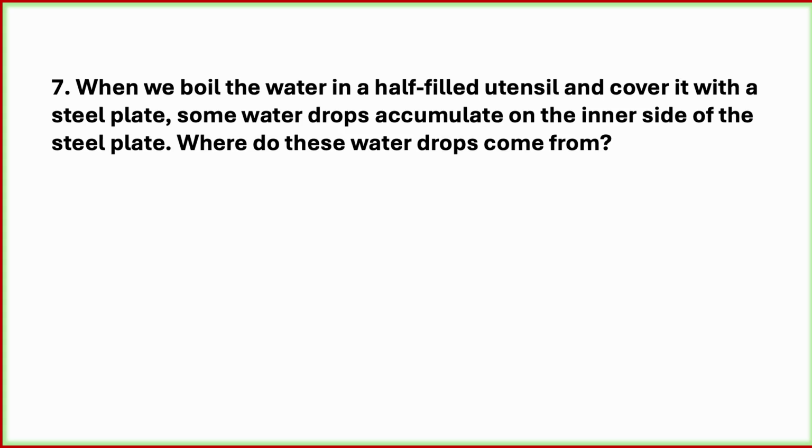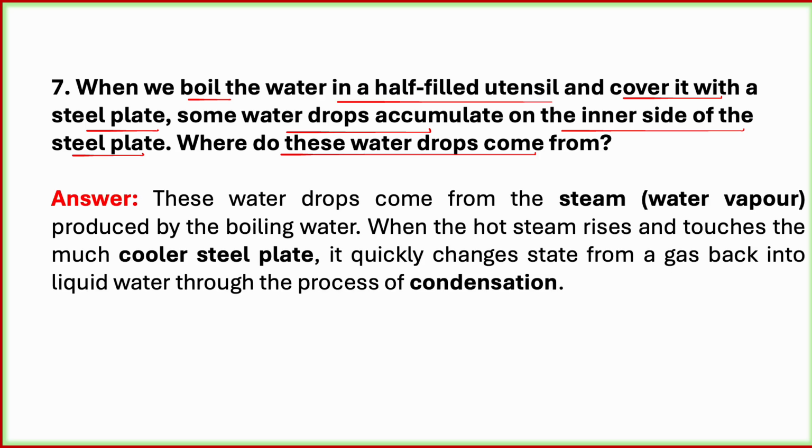When we boil the water in a half-filled utensil and cover it with a steel plate, some water drops accumulate on the inner side of the steel plate. Where do these water drops come from? So when you boil the water in a half-filled utensil and cover it with a steel plate, after some time you can see water drops on the inner side of the steel plate. Where do these water drops come from? These water drops come from the steam produced by the boiling water.